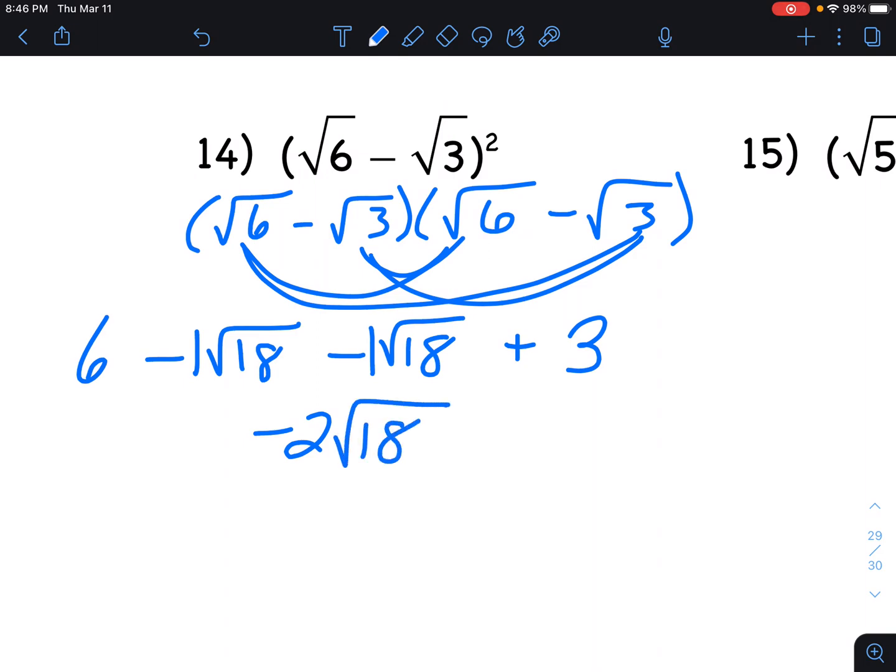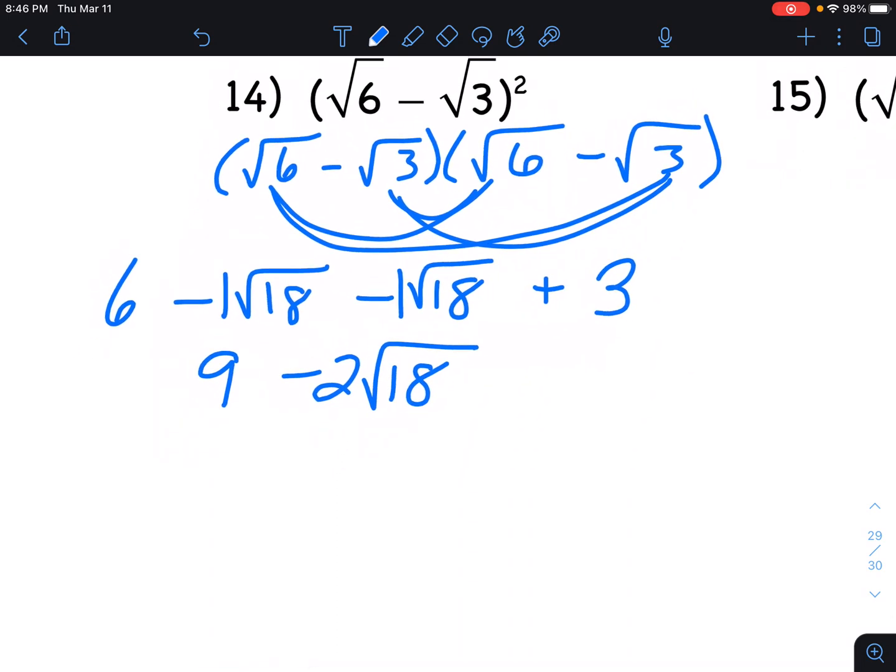Also in the same step, I'm going to do 6 plus 3 to get 9. Now, please do not subtract these. Do not put a 7 here. That 2 has a radical. 9 does not have a radical. They are not like terms. We cannot subtract them. However, we can clean up the square root of 18.